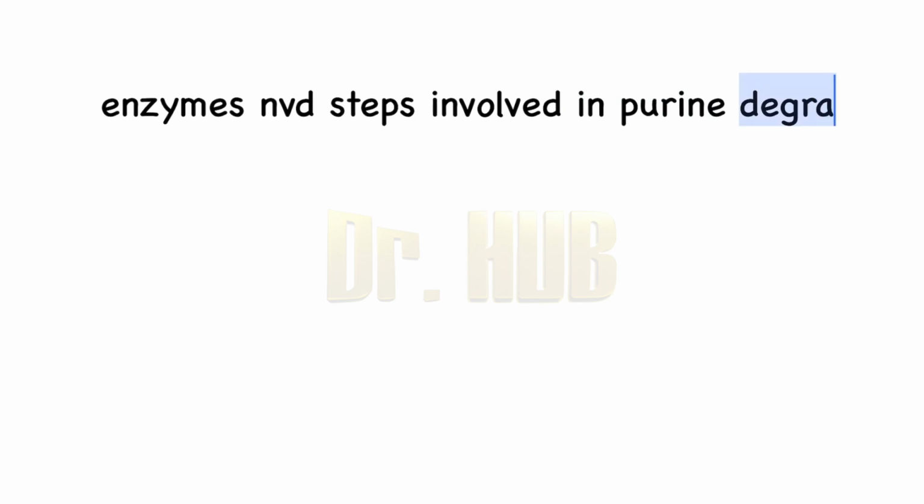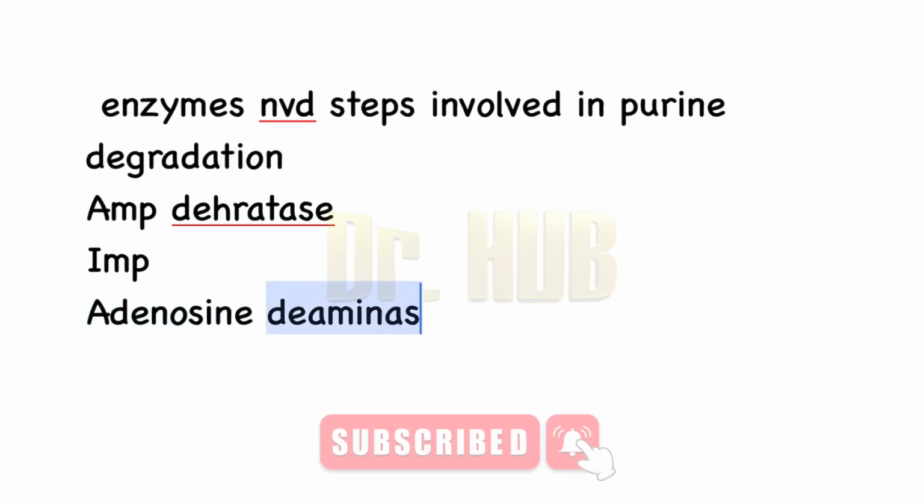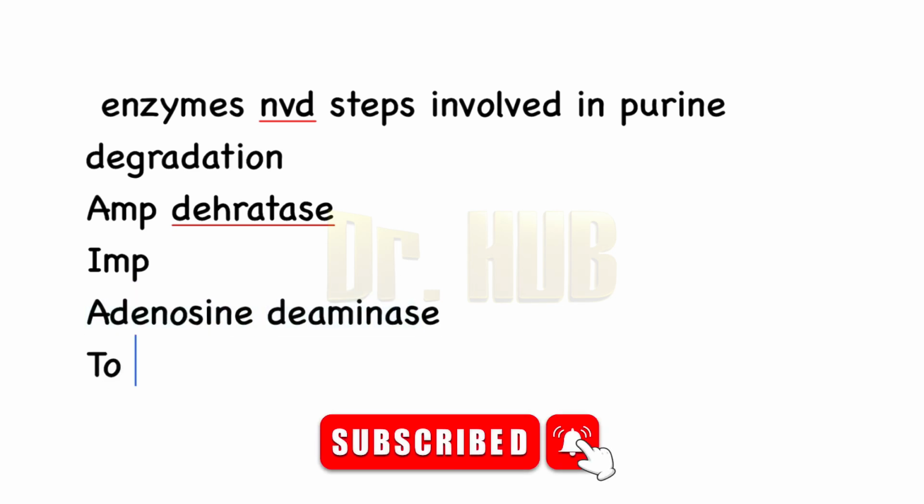Enzymes and steps which are involved in the purine degradation. So the first enzyme will be the AMP deaminase. So this reaction is from the AMP to the IMP. Then comes the adenosine deaminase. This is the adenosine to the inosine.